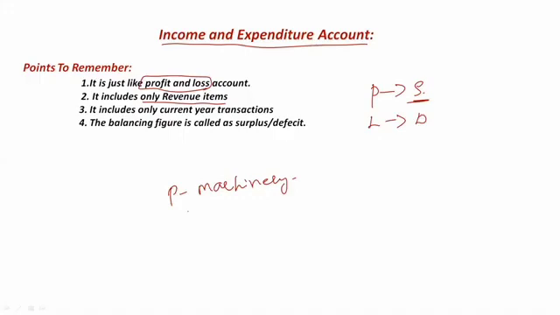But maintenance of this machinery is very important. Maintenance is a regular thing. Machinery may need fuel, it may need electricity. So all these are revenue items. Do you understand? Purchasing a machinery is a capital expenditure, and maintenance of machinery is a revenue expenditure.